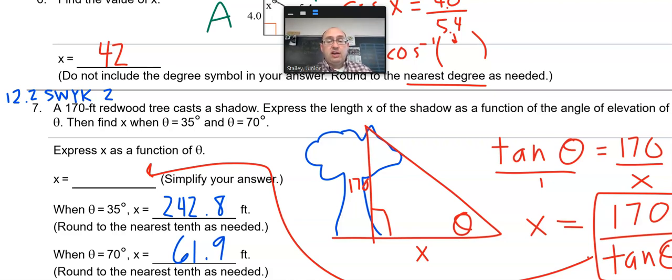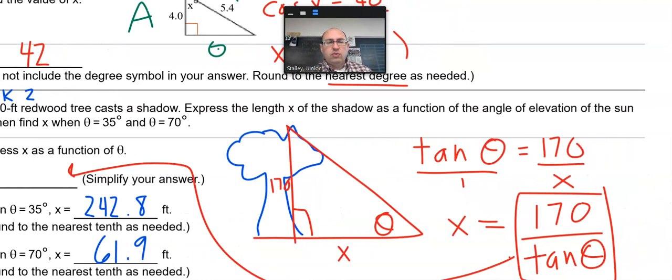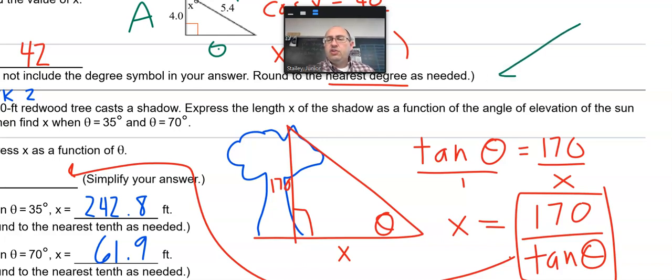A 170-foot redwood tree casts a shadow. I hope it does. Express the length of the shadow as a function of the angle of elevation. Oh, we need to talk about angle of elevation, angle of depression. Angle of elevation is always measured from the horizontal up. So when you look straight out at something and you measure the angle up to the top of it, whether it's a tree or a flagpole or a building, that's called angle of elevation. Now, if you're standing up above something and you look out and you measure down, that's called angle of depression.